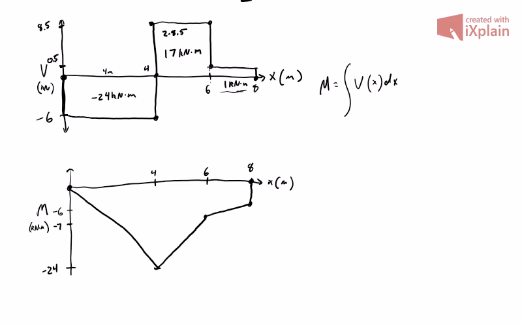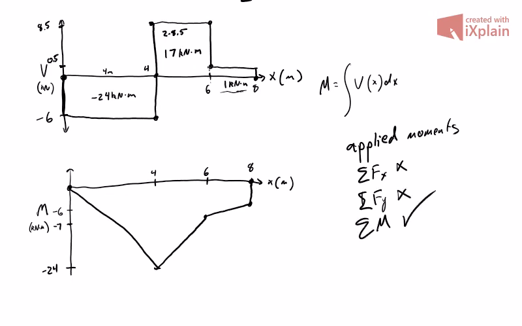So, things we learned in this problem that are different: applied moments. They do not affect your sum of the forces in the x direction or your sum of the forces in the y direction equation. However, when you do sum of the moment equations, they do matter, so you do have to bring them in there. When we do our shear diagram, they don't matter. When we do our moment diagram, they do matter, right? So you have to make sure you take them into account when you're doing sum of the moment equations and when you're doing your moment diagrams.